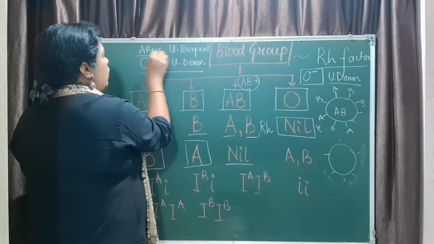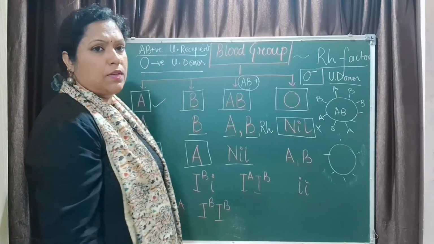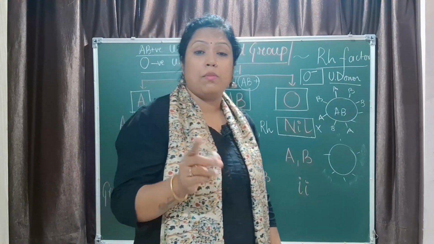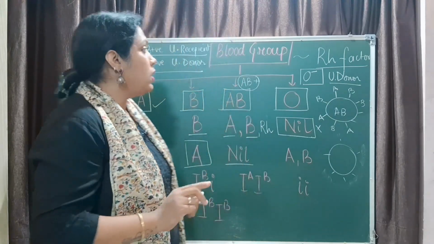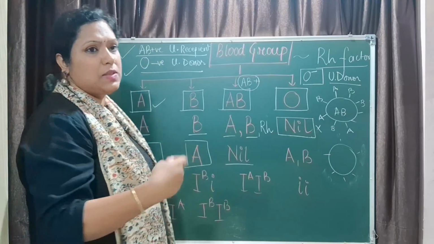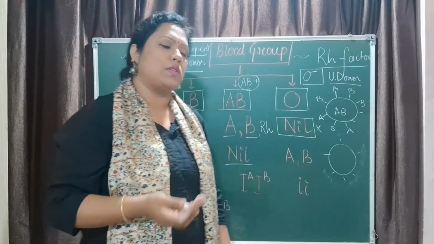In exam, if you don't remember the positive and negative, you can write only O and AB. But if you don't remember, don't write wrong things. It's easy to remember: AB positive is universal recipient and O negative is universal donor.